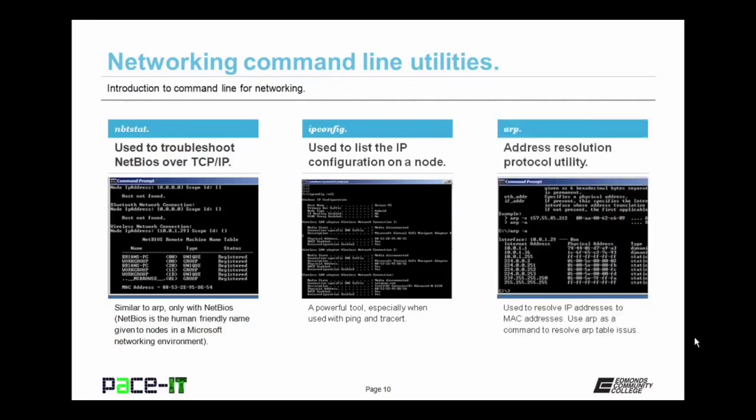Now let's discuss ARP, Address Resolution Protocol. It's used to resolve IP addresses to MAC addresses. That's how a switch knows where to deliver a packet. Use ARP at the command line to resolve ARP table problems.